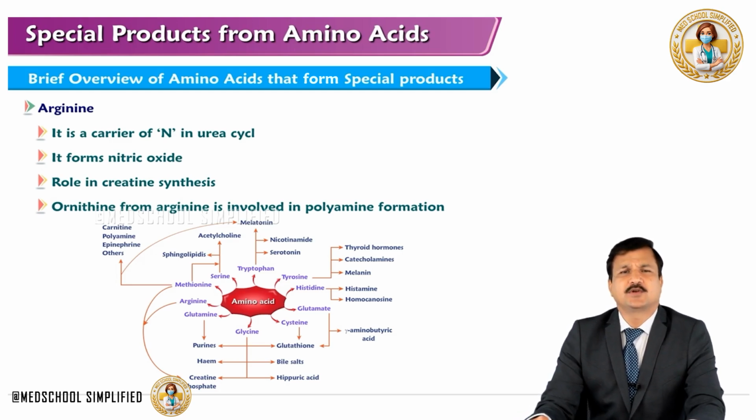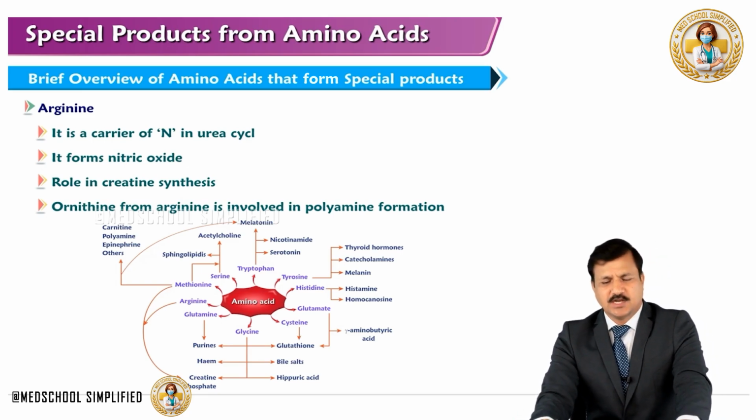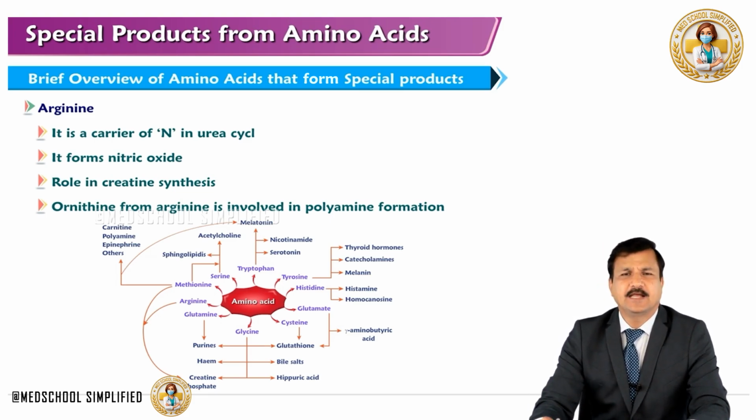Here I am going to give an overview of some of the amino acids that go into different directions. And then in my next lecture, I will go over details of the special products coming from each individual amino acid. Now let's look into what are the special products that come from arginine.